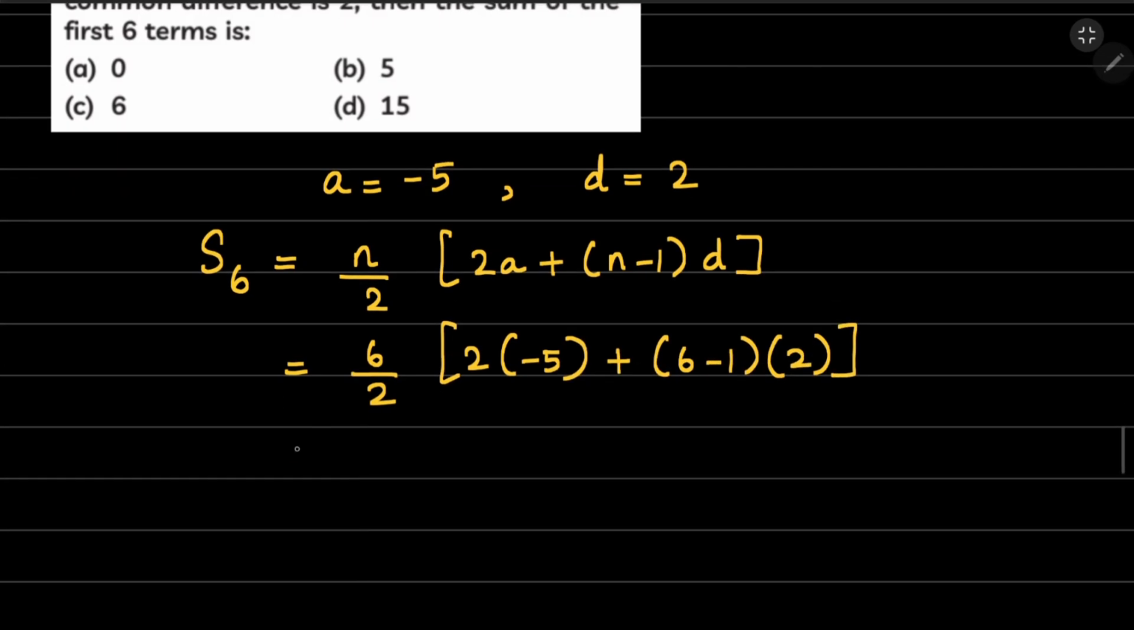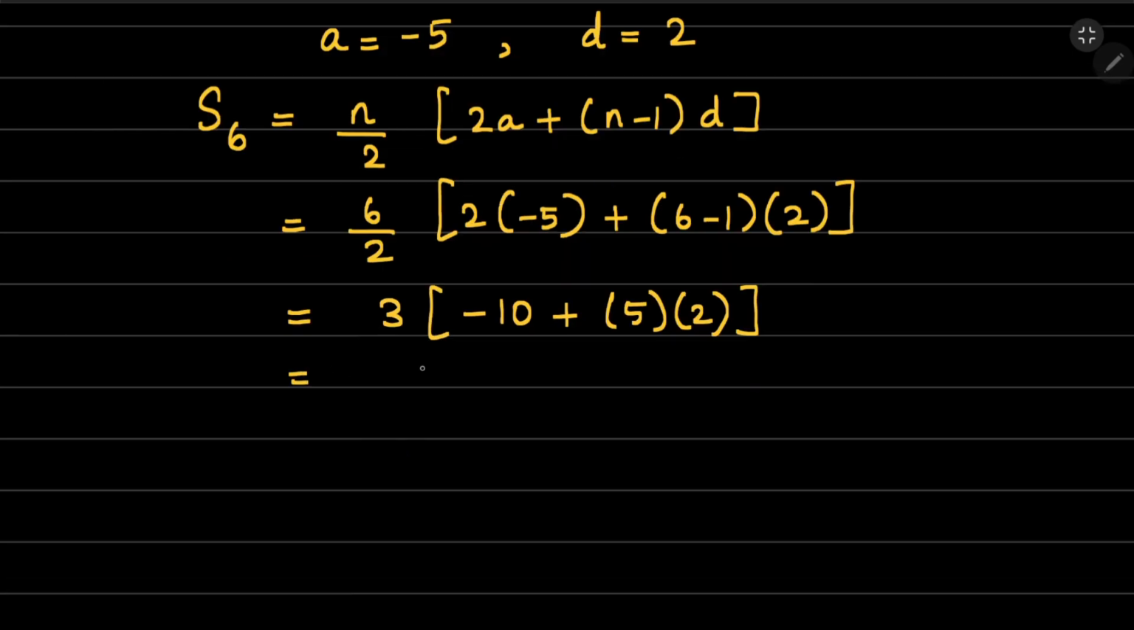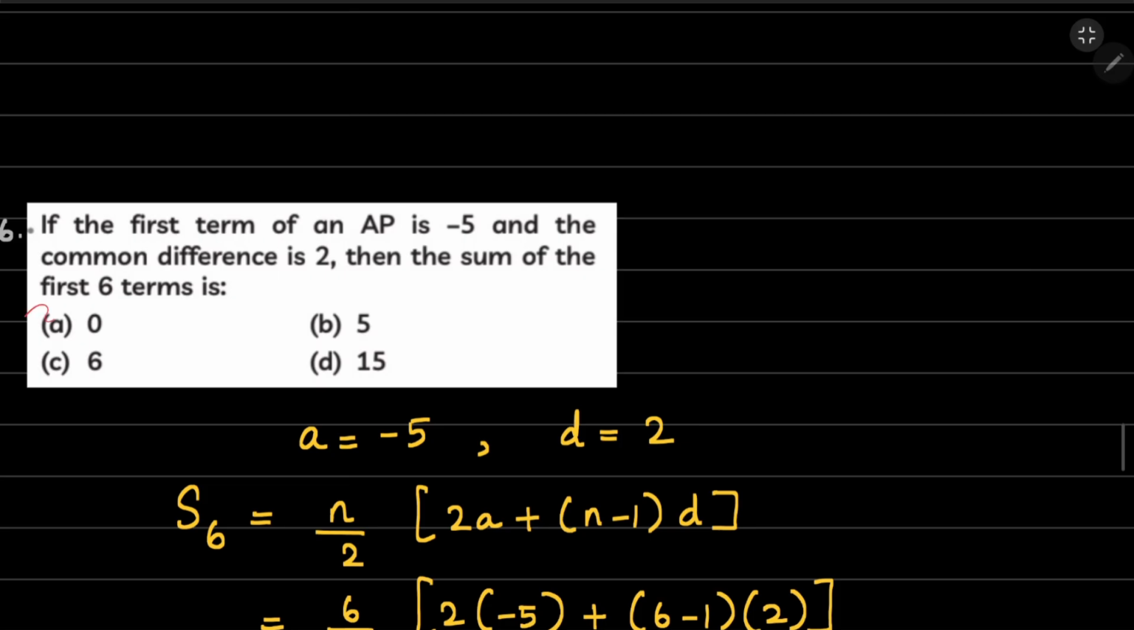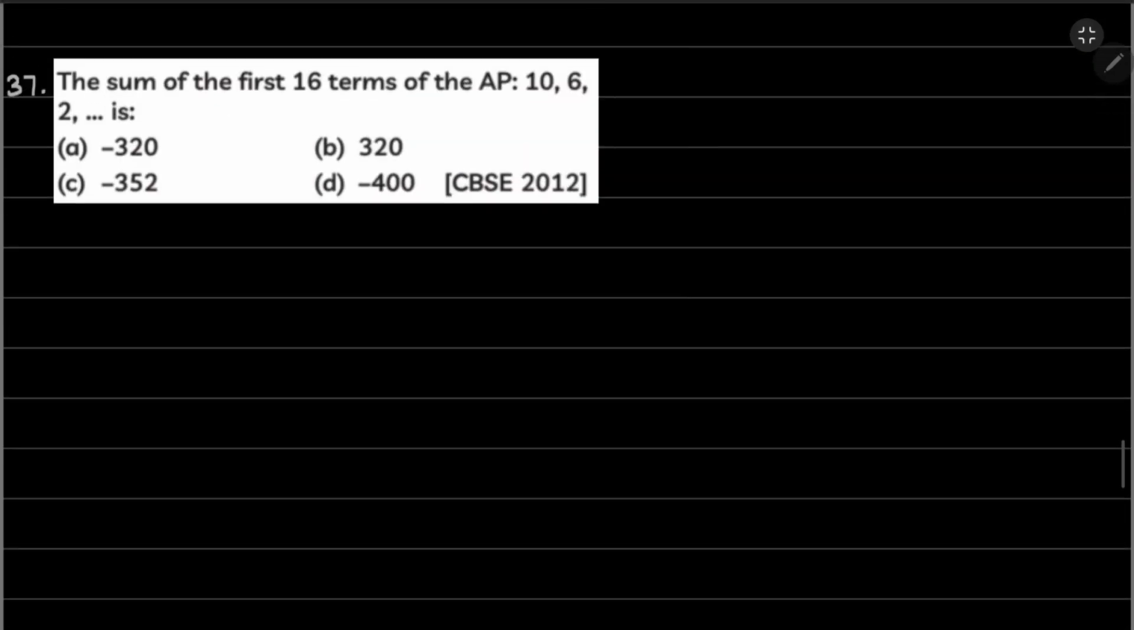Just solve it. So 6 by 2 is 3, 2 into minus 5 is minus 10, plus 5 into 2. So here it will be 3 multiplied by minus 10 plus 5 into 2, 10. Okay, so this will get cancelled. It is 0. So 3 multiplied by 0 is 0. So the sum of the first 6 terms will be 0. Option number A is the correct answer. So moving on to the next question.